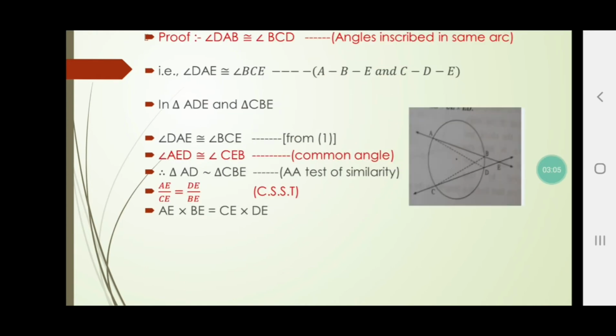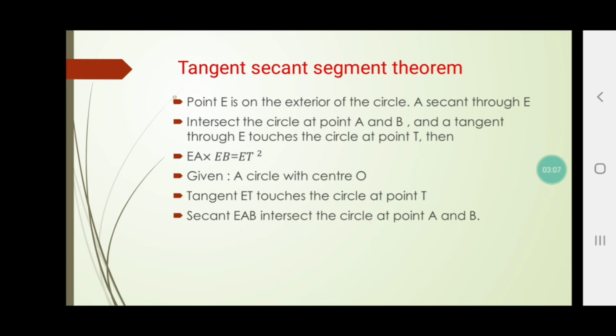Next one, that is tangent secant segment theorem. The statement of the theorem is: point E is on the exterior of the circle. A secant through E intersects the circle at points A and B, and a tangent through E touches the circle at point T. Then we have to prove EA into EB is equal to ET square.